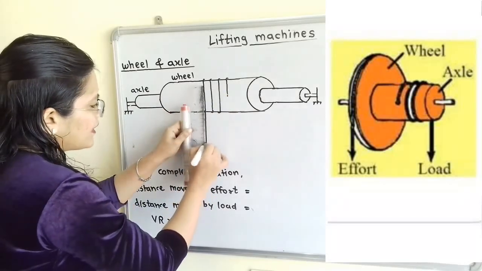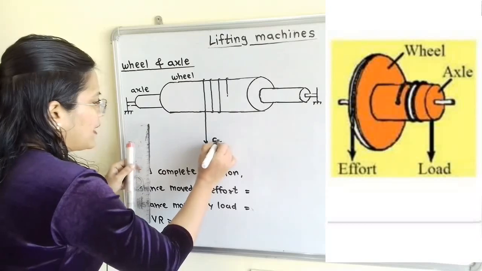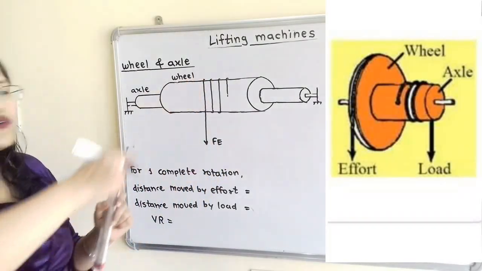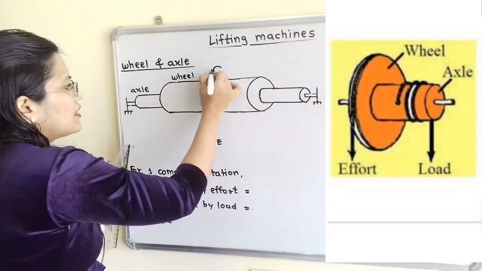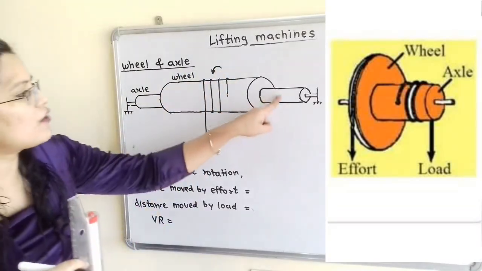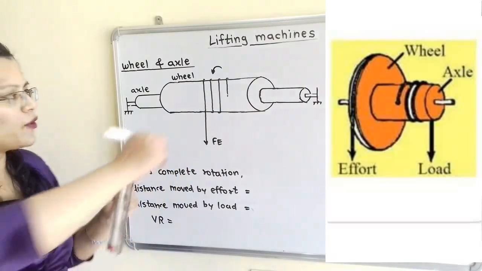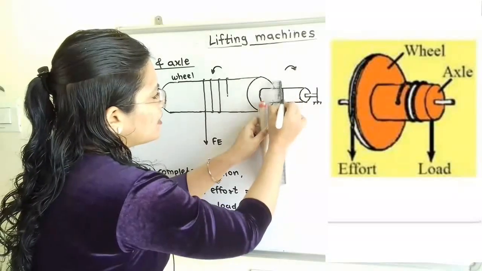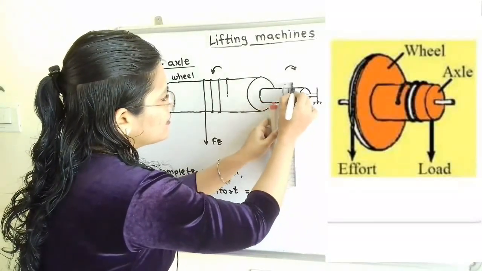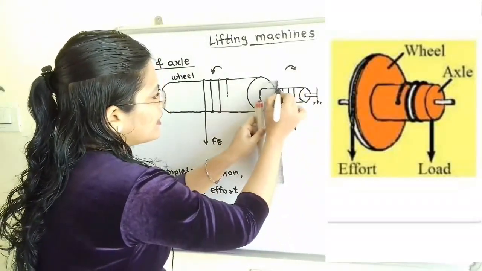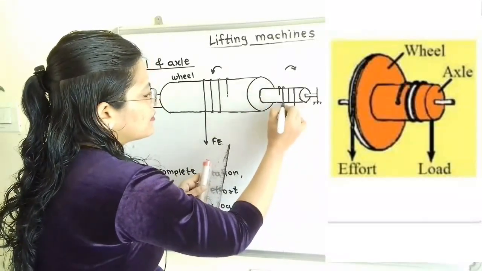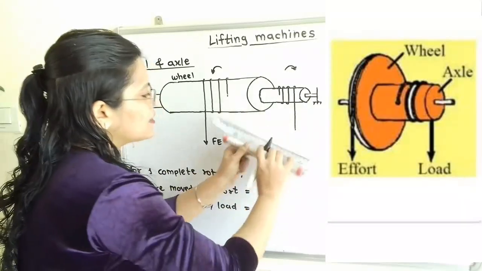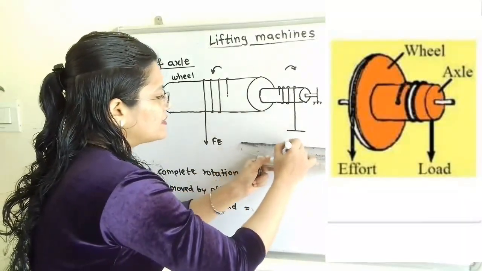Now at the other end, effort Fe is applied. Now suppose this rope is wound in this direction, then the other rope we have to wound around the axle in the opposite direction. So I will show the direction of wound. Now here is other rope which is connected to the axle. And at the other end here load Fl is applied.